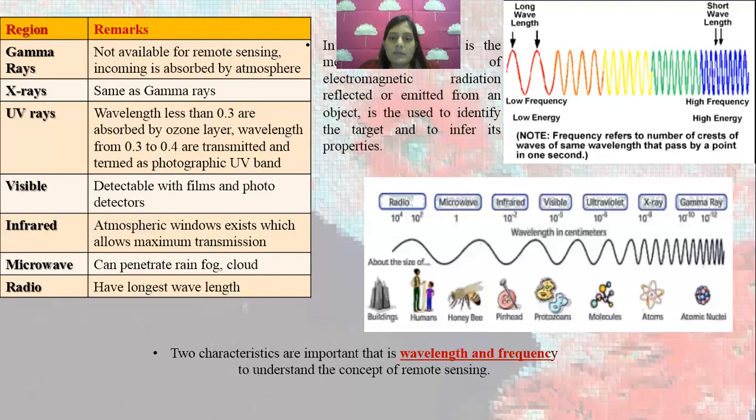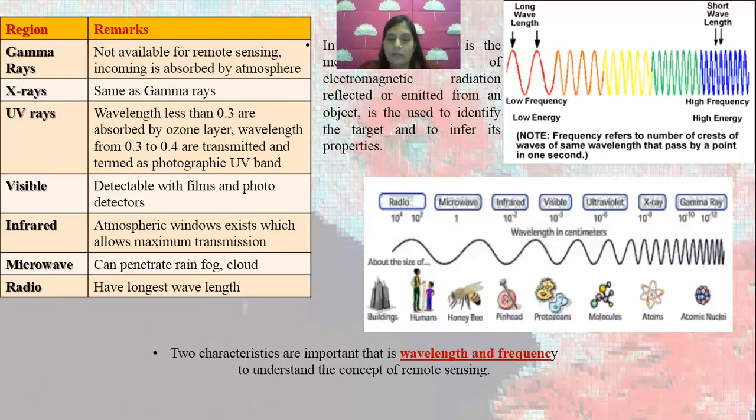In the remote sensing process, the measurement of the electromagnetic radiation reflected or emitted from the object is used to identify the target and to infer its properties. The radiation we send from the sensor to earth interacts with the target, and from that target we get to know its properties, what the target is, and how a decision or solution can be made from the detected object.